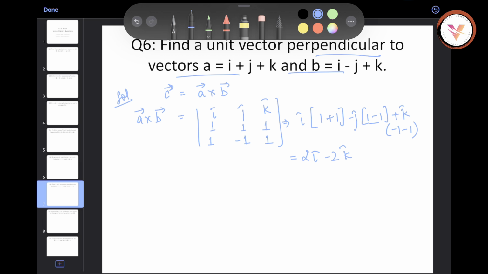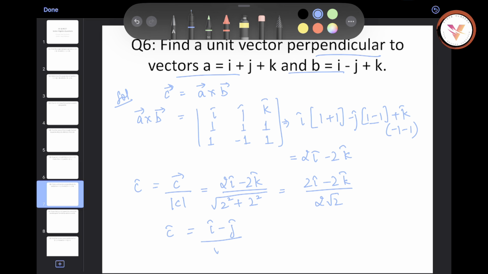Now you have to find a unit vector. That means you have to find C cap, which is equal to C vector upon its magnitude. So this is 2 I cap minus 2 k cap, and just take its magnitude. It's 2 squared plus 2 squared, that is equal to 4 plus 4, 8, and 8 can be written as 2 root 2. So if you take 2 out, it becomes I cap minus k cap over under root of 2, which is a unit vector and perpendicular to both A vector and B vector. Okay.